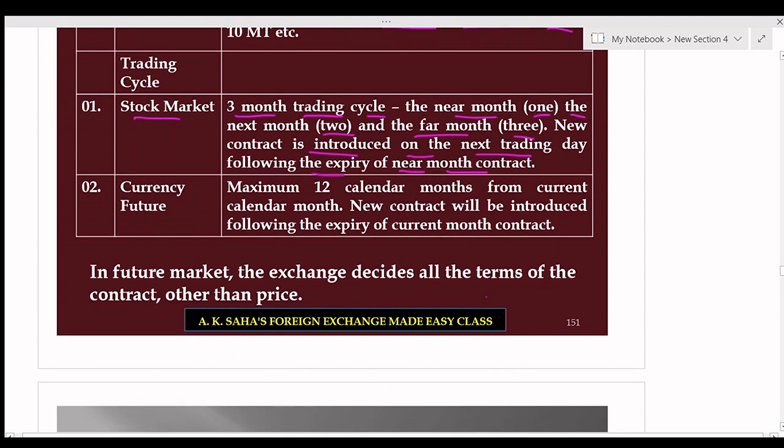Currency futures: maximum 12 calendar months from the current calendar month. A new contract will be introduced following the expiry of the current month contract. You should remember this: in the futures market, the exchange decides all the terms of the contract other than price.